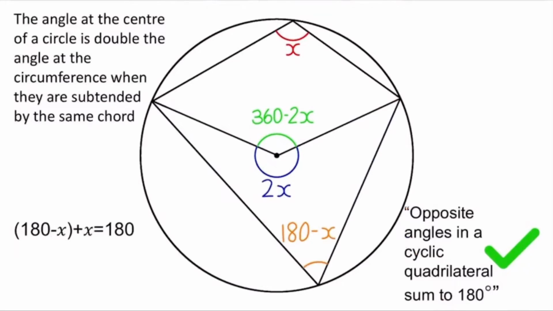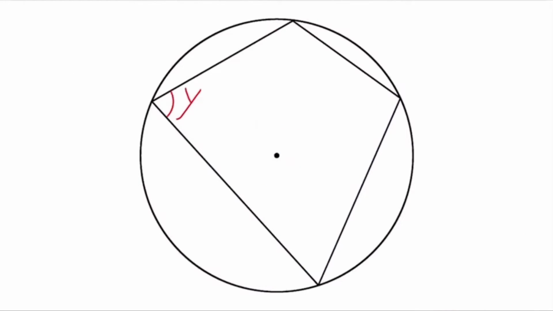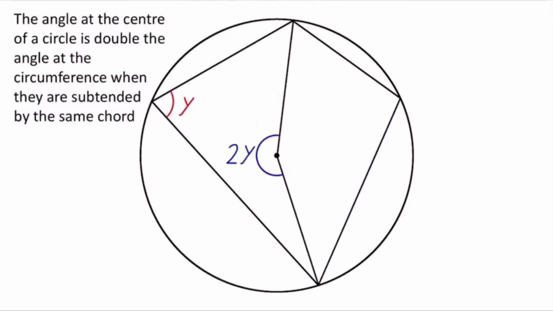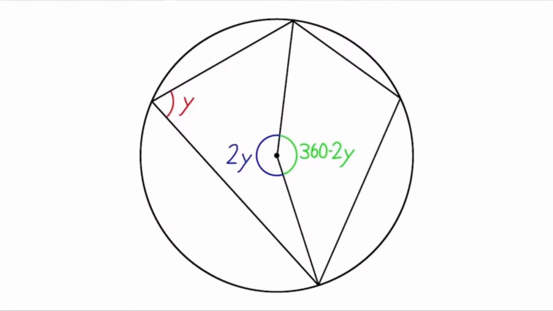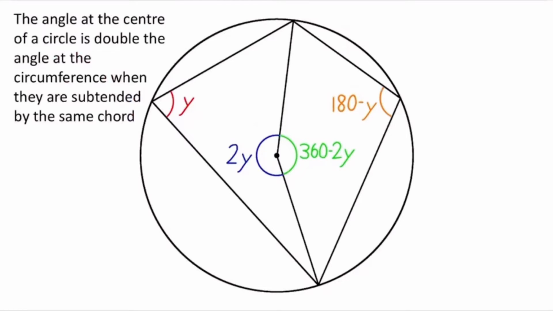This line of proof will work with any pair of angles that we try it with. For example, if we try it again with the other pair of angles, it will still be correct. We label this angle y. This angle is double y by the angle at the centre theorem, and this angle will then be equal to 360 minus 2y. Halve it to get the angle opposite and you'll get 180 minus y. Add y and you'll get 180. Once again, proving our theorem.